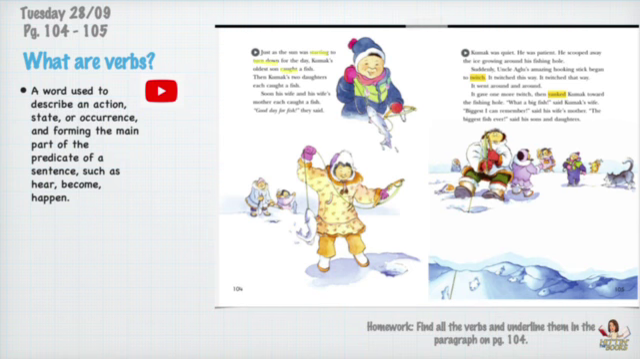Now, for homework, boys and girls, I would like you to find all the verbs and underline them in the paragraph on page 104.